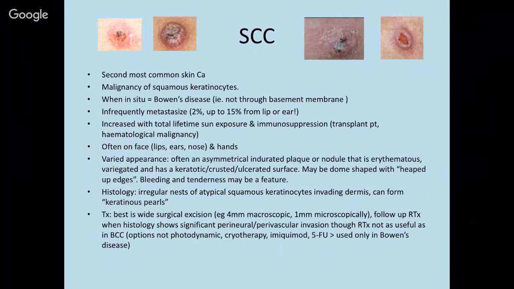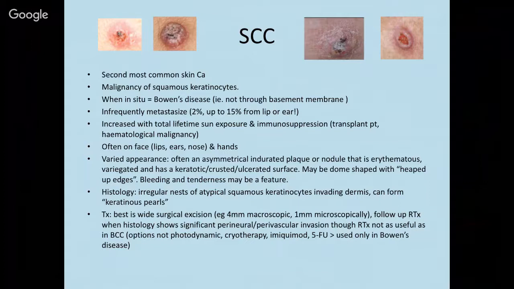And the other buzzword for this is heaped up edges, best shown by the picture at the top right there. And they can also bleed and itch. Histology shows irregular nests of these atypical squamous keratinocytes in the dermis, and they form what's called keratin pearls or pools. The best treatment is to surgically remove them with about a 4 millimeter macroscopic margin and 1 millimeter microscopic. Sometimes they use follow-up radiotherapy.